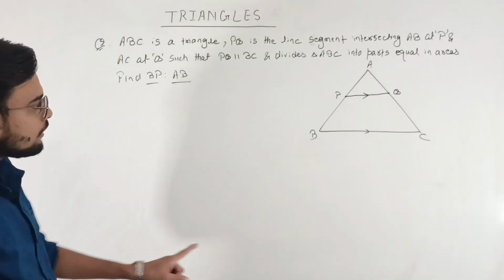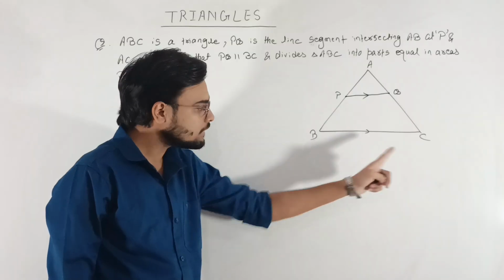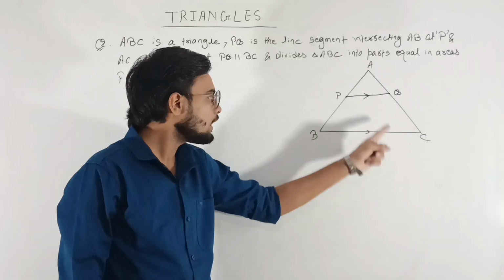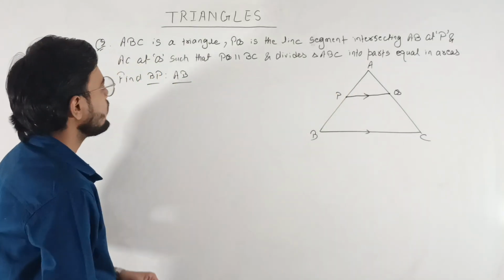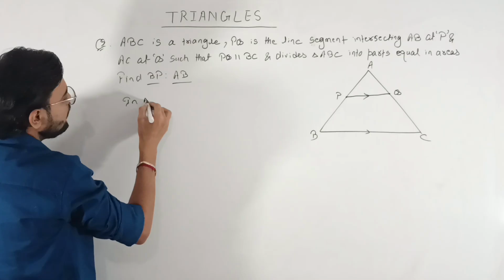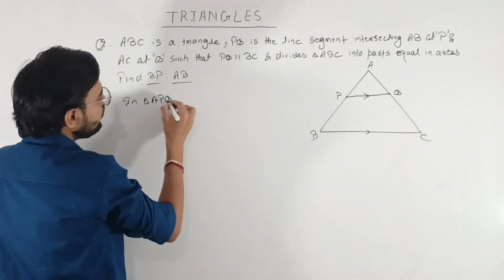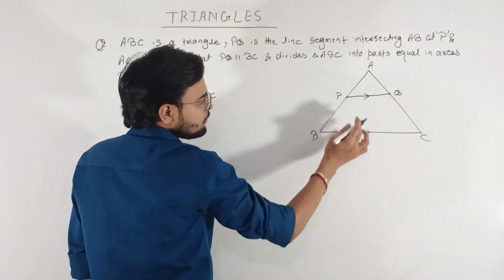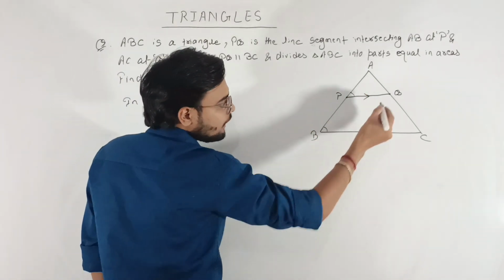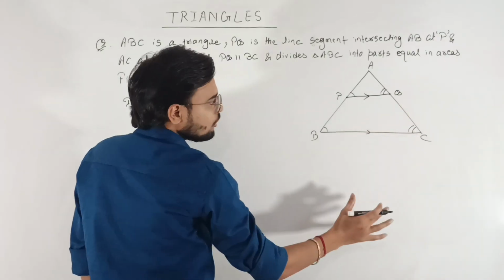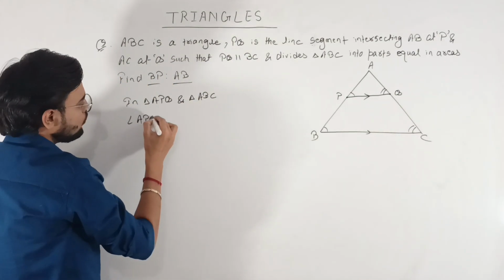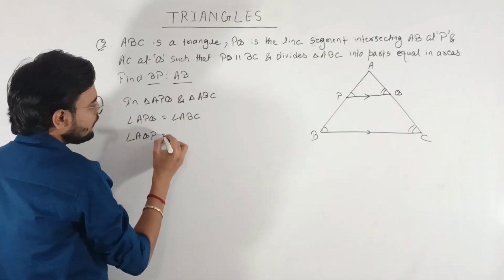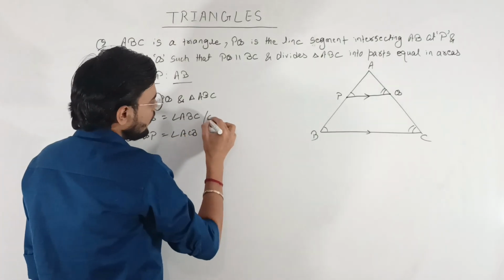For this, first you see there are two triangles. The first triangle is ABC and the second triangle is APQ. So first we consider these two triangles ABC and APQ and we show they are similar. Now look, if PQ is parallel to BC, then this angle is equal to this angle, corresponding angles, and this angle is equal to this angle, again corresponding angles. So angle APQ is equal to angle ABC and angle AQP is equal to angle ACB. Both are corresponding angles.